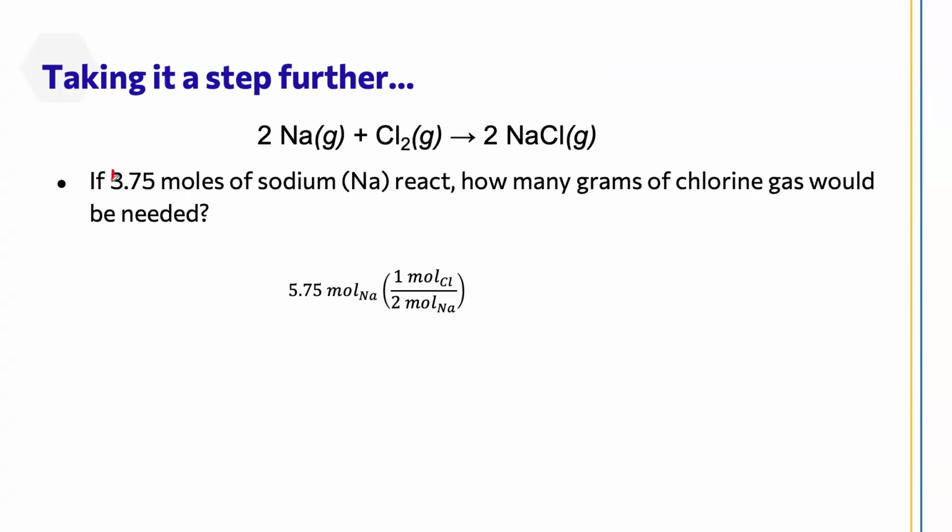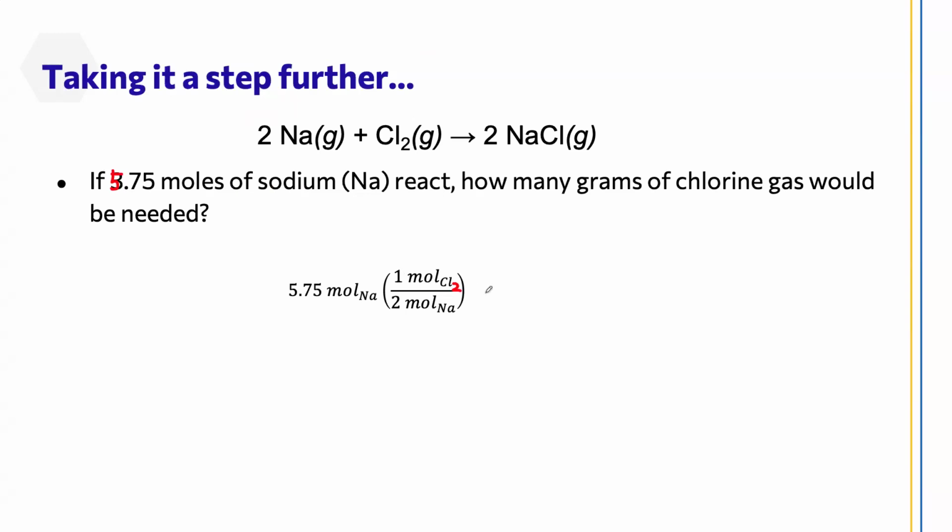So 5.75, there's a small typo here, moles of sodium. In the end, I want to see how many grams of chlorine gas. So I'm going to start with what's given, 5.75 moles of sodium. And the coefficient for sodium is 2. So I'm going to have 2 moles of sodium to 1 mole of chlorine. So this is a 2 to 1 ratio.